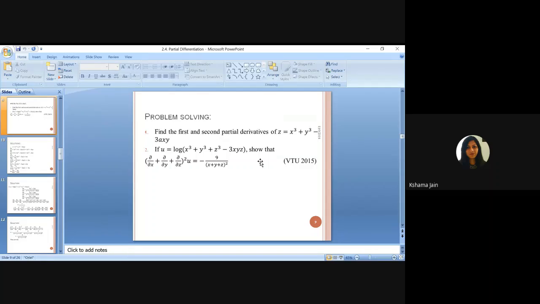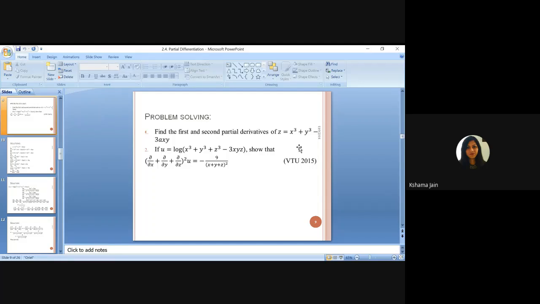First, the simple differentiation is denoted by d, but partial differentiation is denoted by del. This is the symbol del y del x. I think you guys use the word do. So generally I use this del. Okay. So like here, find the first and second partial derivatives of z equal to this. First derivative means, like here, z can be differentiated partially with respect to x and y.